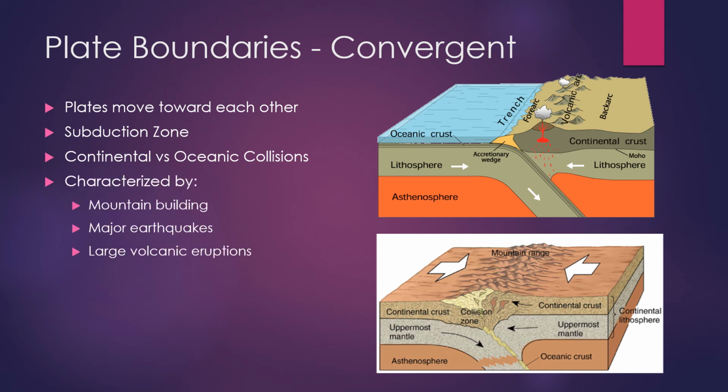The convergence of two continental plates often results in mountain building events, as neither plate will sink below the other. Continental collisions form enormous mountain belts and high plateaus, such as the Himalayan mountains and the Tibetan Plateau.